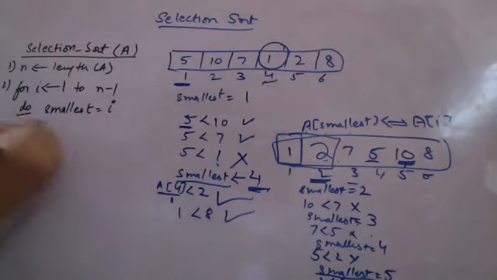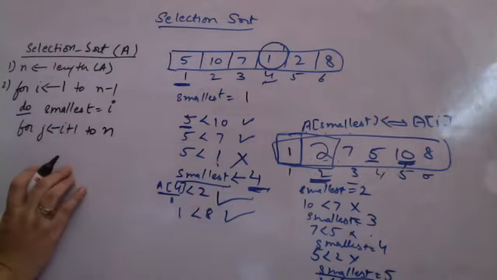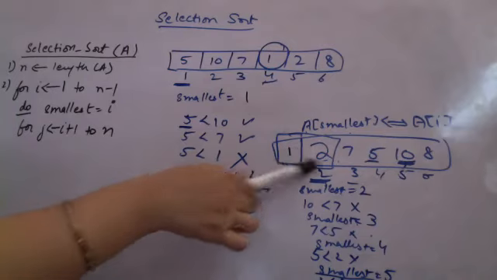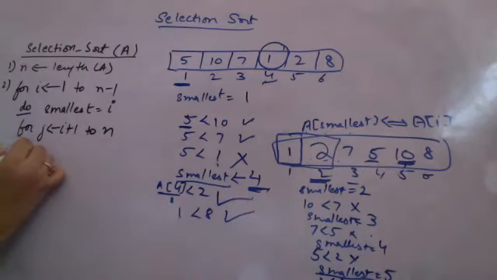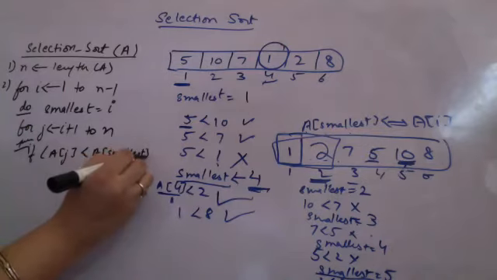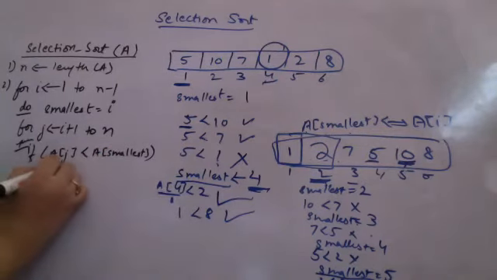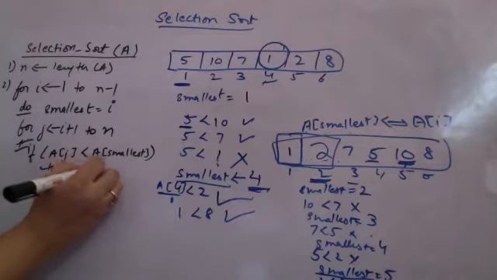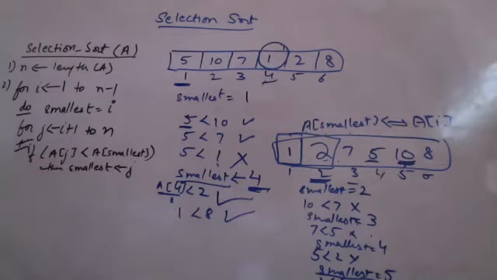And I am taking another loop variable, supposedly say j. So for j moving from I plus 1 to n, j is moving from the next element till the last element. Now, this is within the for loop. If a of j is less than a of smallest, that means smallest has to be updated. So I update smallest to be j.